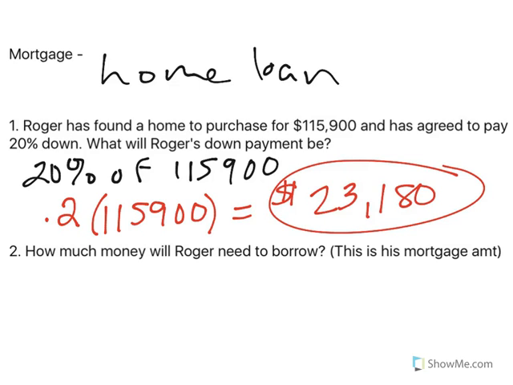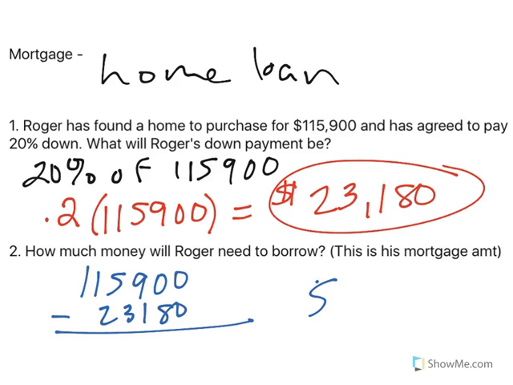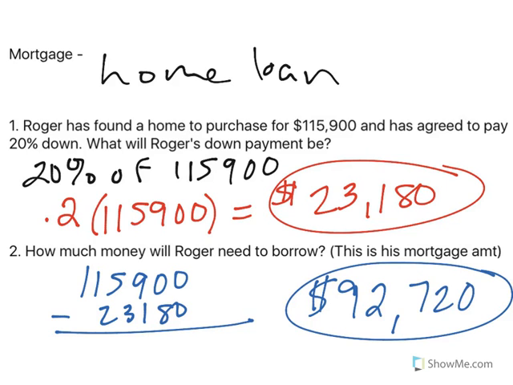He's going to borrow the rest from the bank. So how much will he actually borrow? What's his mortgage amount? Well, the house total is $115,900. He's paying $23,180. So the difference between that is what he's going to borrow, $92,720.